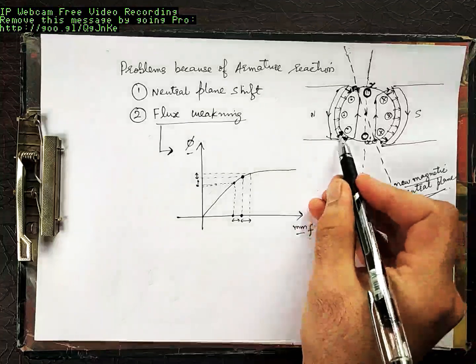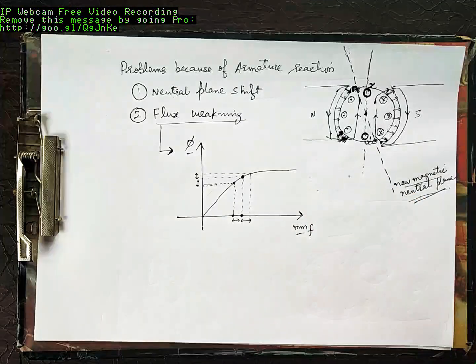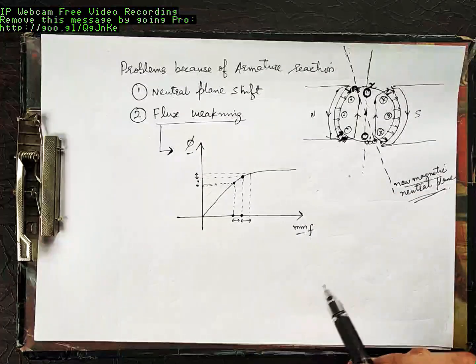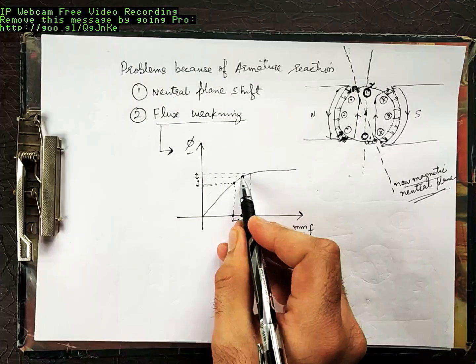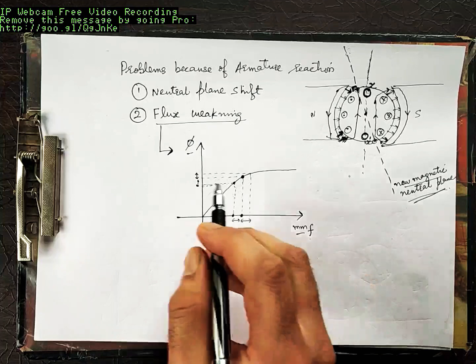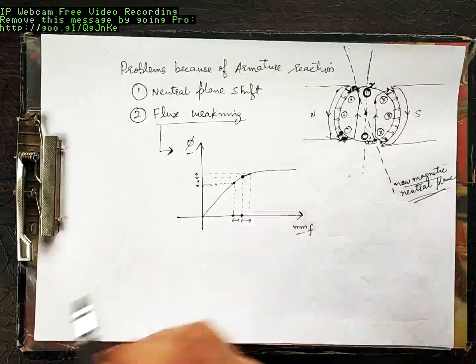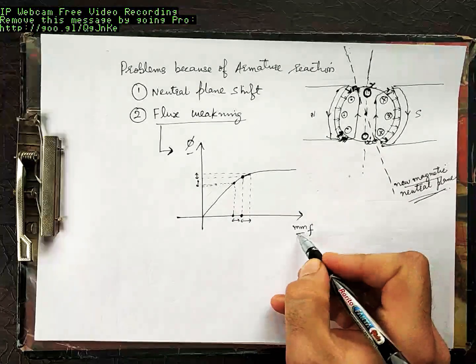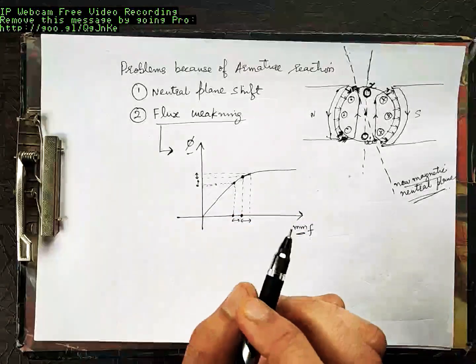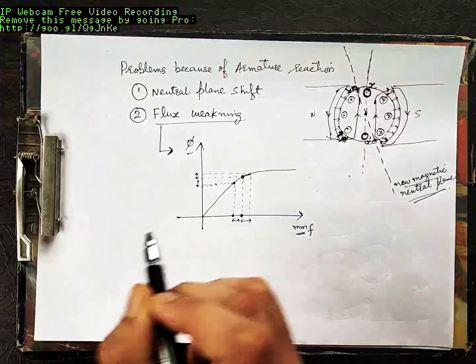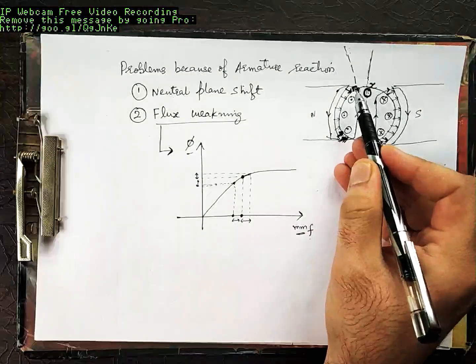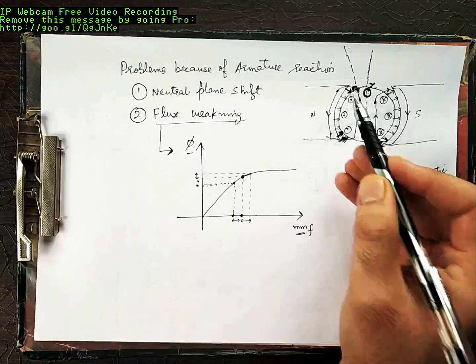When the two MMFs add to each other, that means MMF is increasing. Since you are already operating at the knee point, even if you increase MMF, the increase in flux will be less because you are already in the saturation region. If you increase the MMF, the increase in flux will be very small. But here, the armature MMF is subtracting from the main MMF.